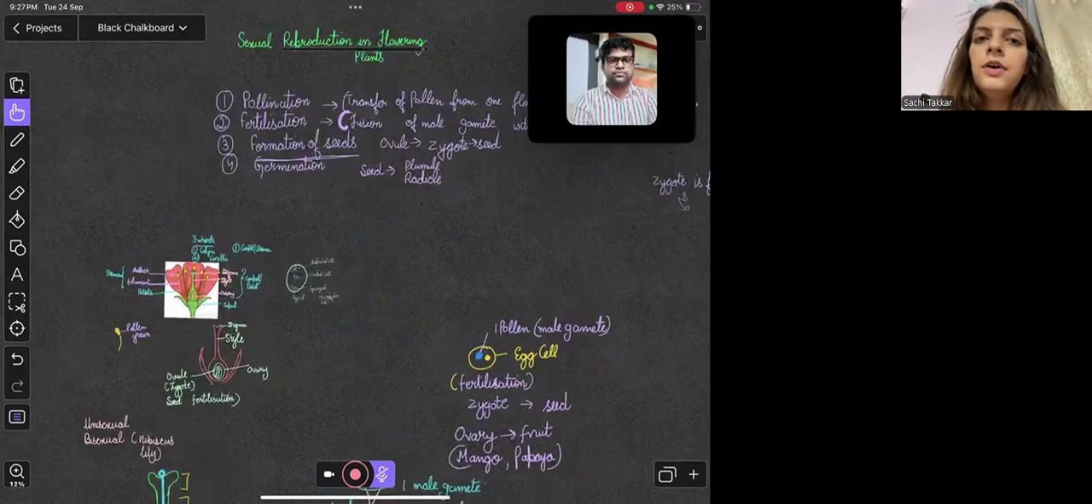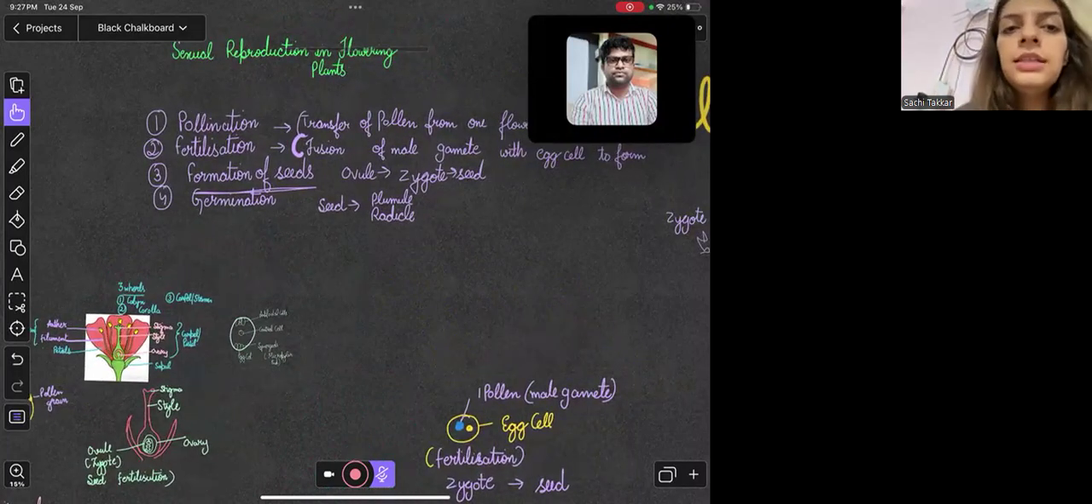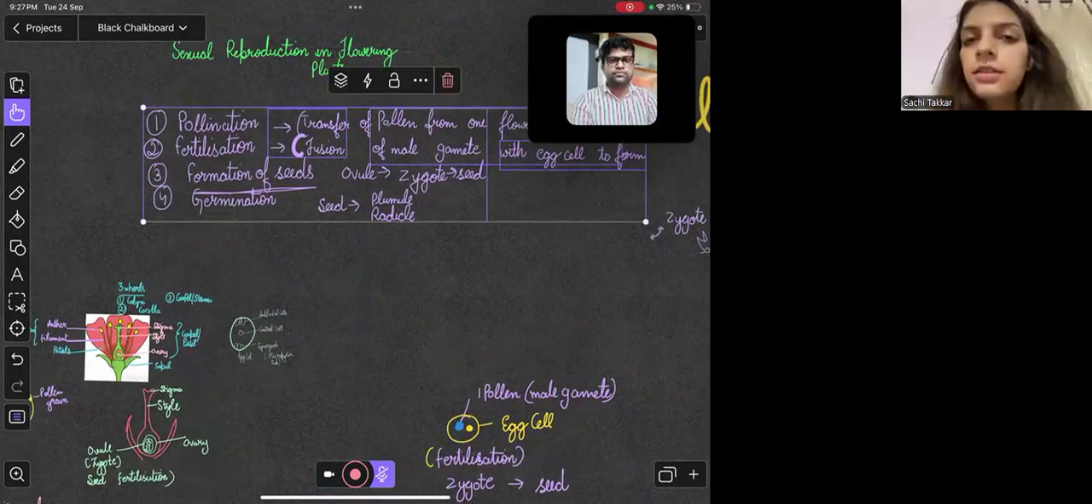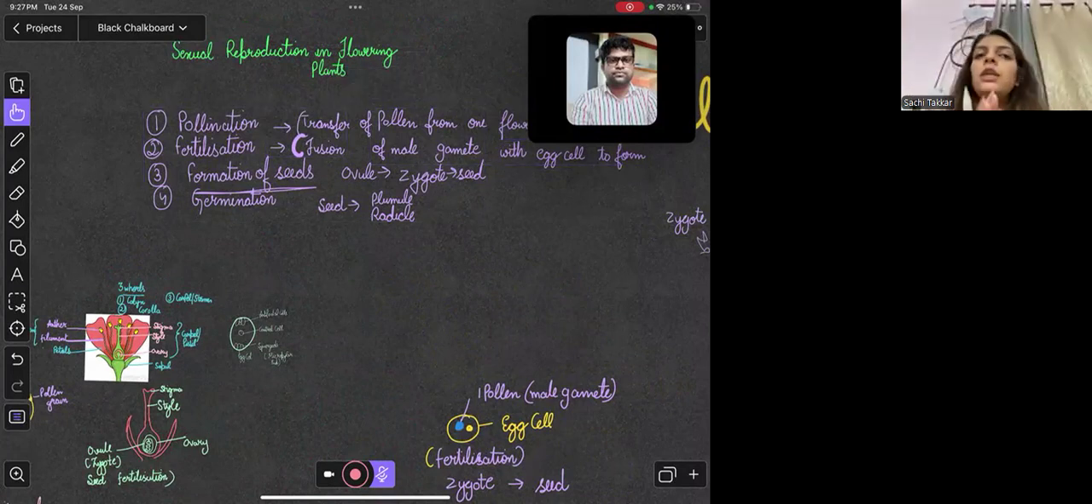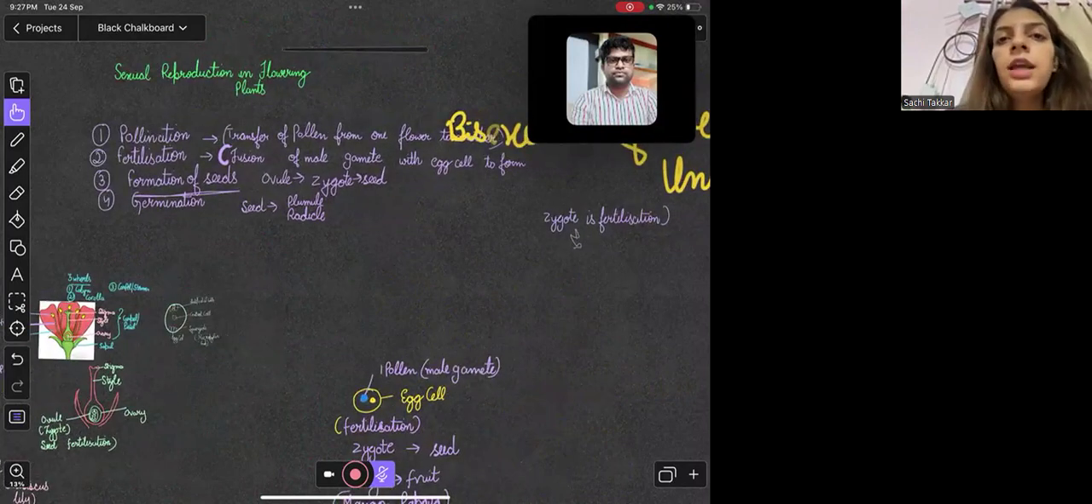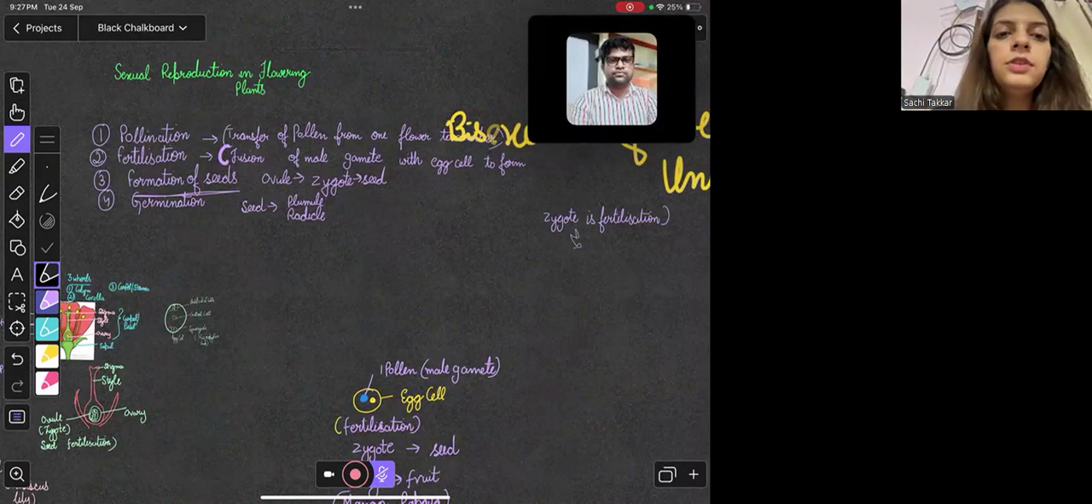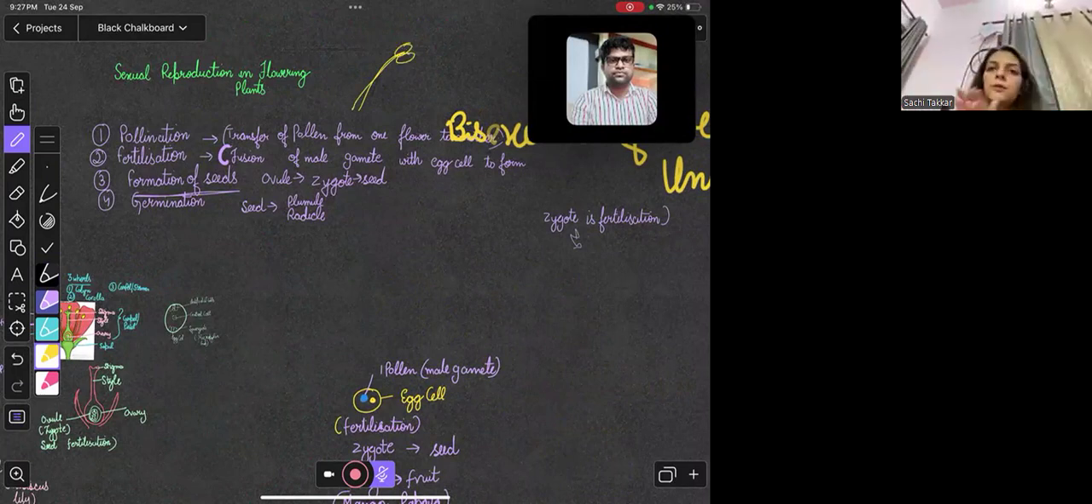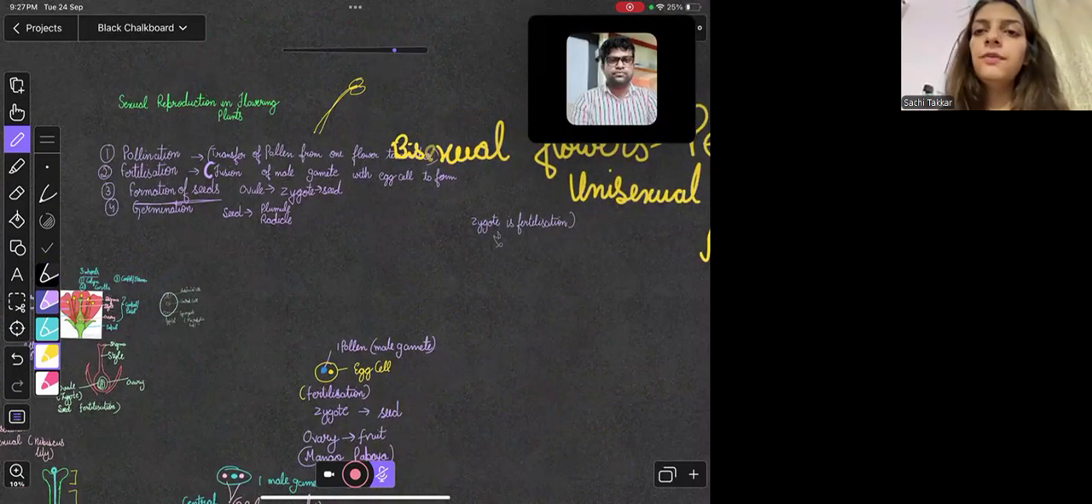Okay, so first is pollination. We have all learned in our earlier classes that pollination means transfer of pollen grain. So suppose we have a flower. This is the anther, right? Okay, so let me just explain the different parts of it.